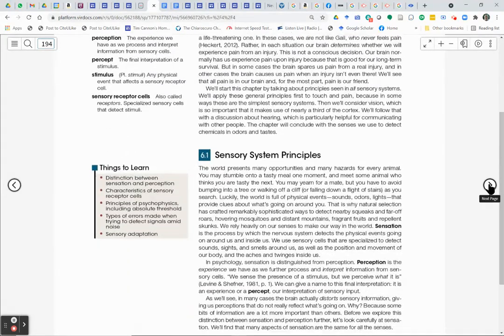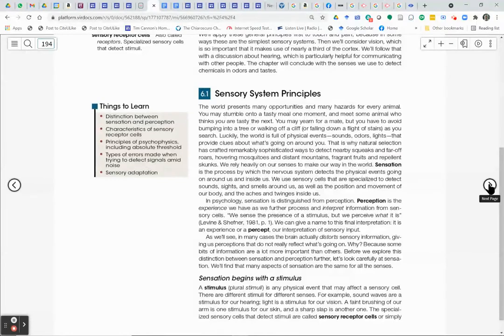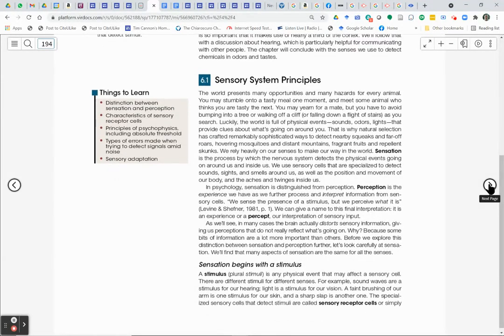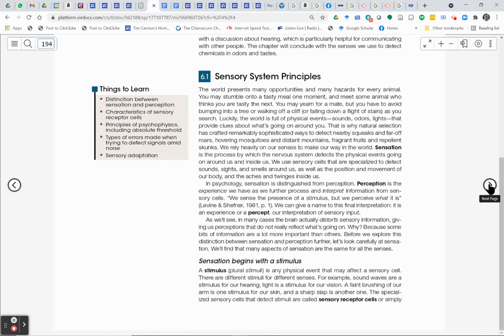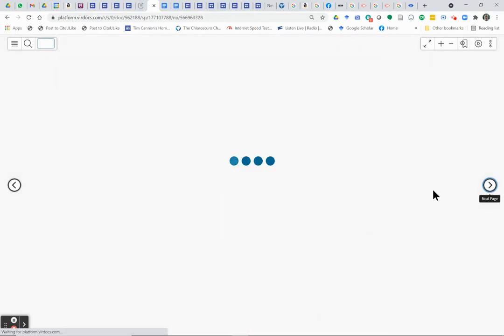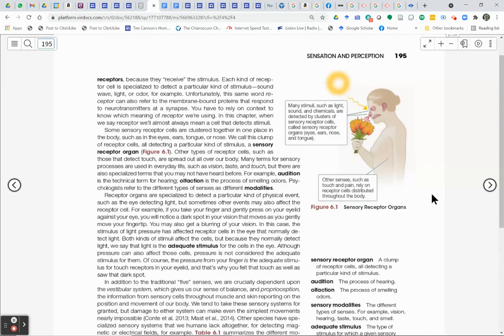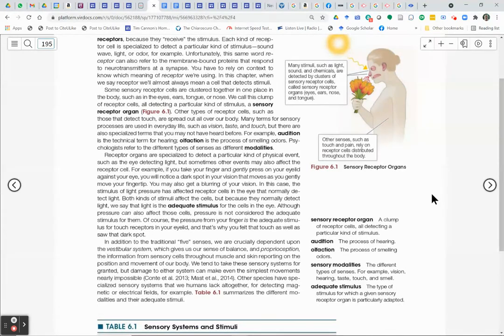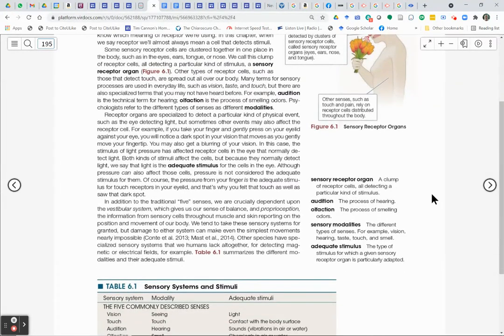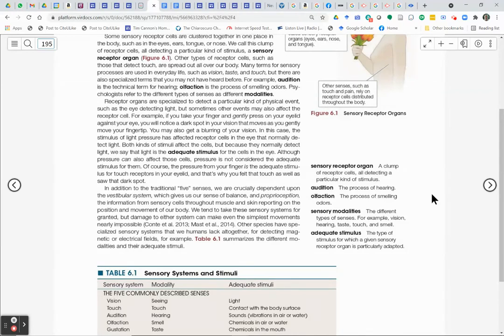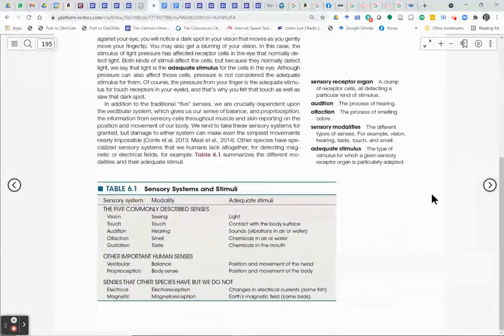So the book opens up with an overview of what is sensation, what is perception, what about the receptor cells, how many kinds of sensation are there, and more than we used to say in our oversimplified version of sensation. This table is good. The five most common: vision, touch, audition, olfaction, gustation.